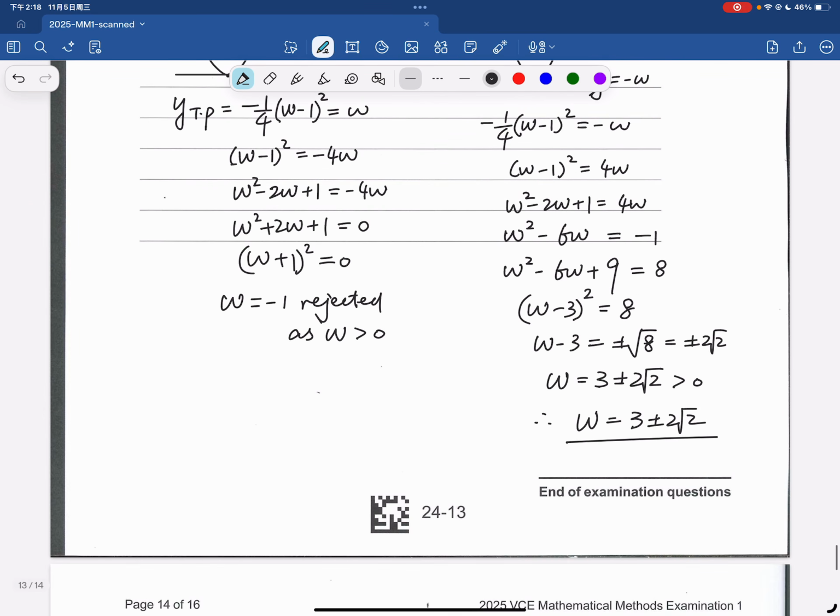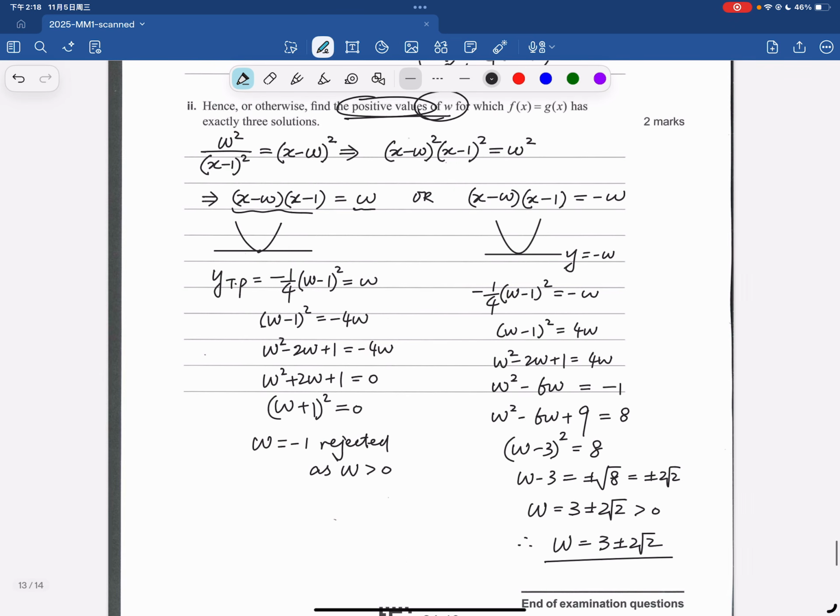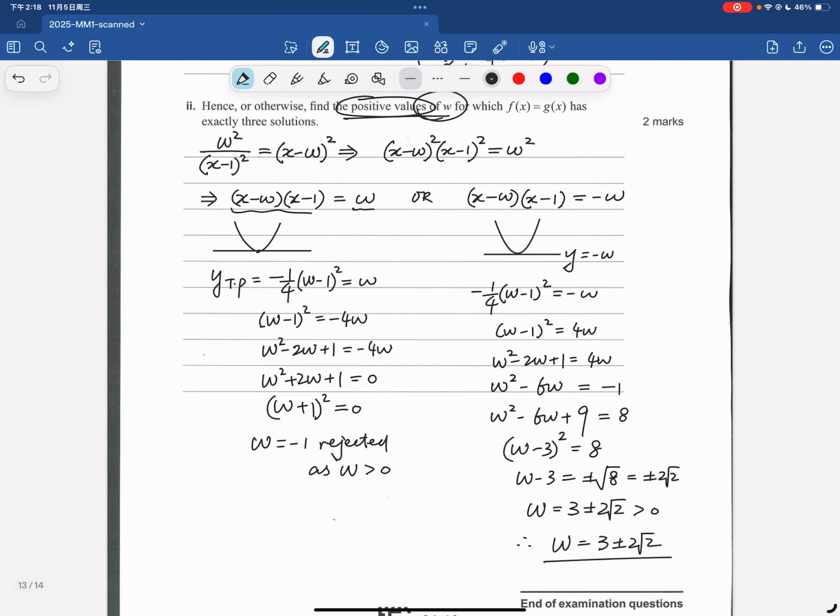There are 2 values. So that's pretty much everything I need to go through for this mathematics exam 1.